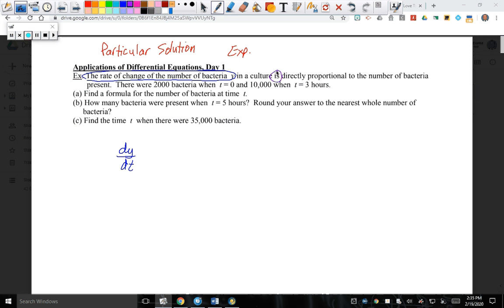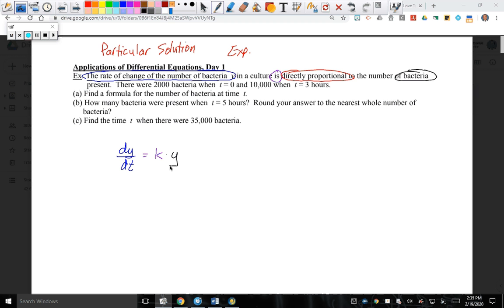Is equal to k. Directly proportional, we multiply, and we're going to multiply with the bacteria present. And the bacteria present we can call what? Y. Nice. The differential equation was created simply from that first sentence.